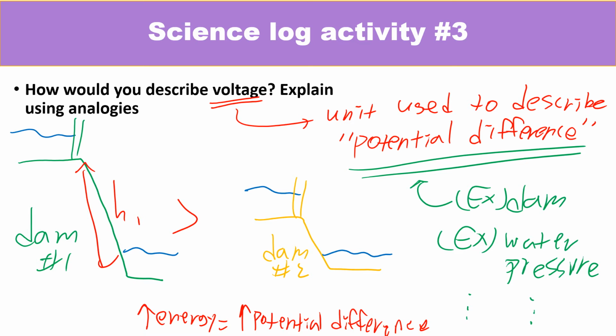I'm going to call it H1 for dam number 1, H2 for dam number 2. Which height is the longer distance? I like to say height number 1. And how does that produce more energy? It is because once the water is released and travels down, down, down, it's going to rotate the turbine inside dam 1 more than dam 2. So that can be a description using the analogy. High potential difference means high energy will be produced.